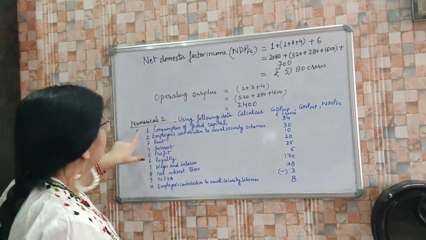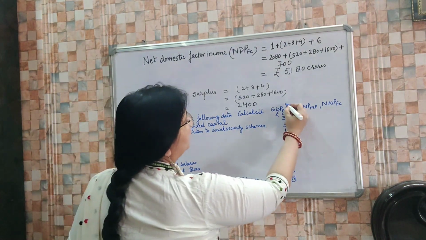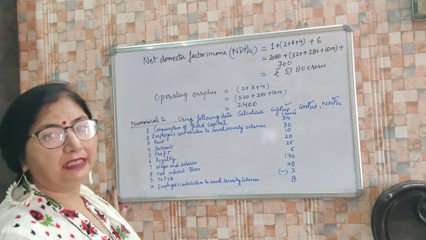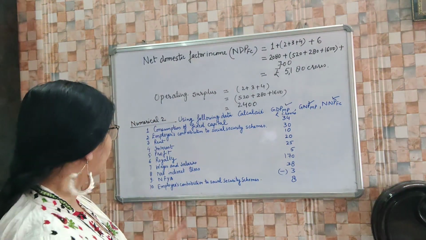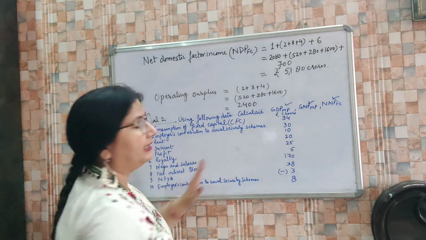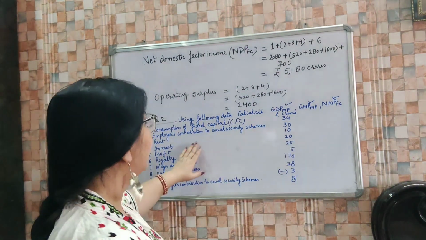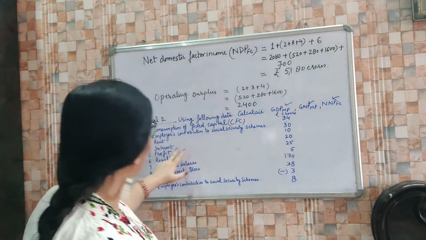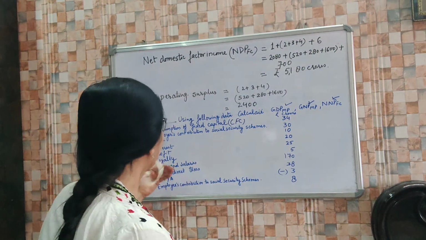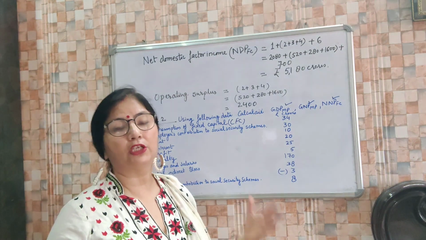Now the numerical 2 we can take using following data. Calculate GDP at MP, GNP at MP and NNP at FC. And again we will be given some items that we will be counting. Consumption of fixed capital, which we also call CFC, it is given as 34. Employers contribution to social security schemes 30, rent 10, interest 20, profit 25, royalty 5, wages and salaries, that is 170, net indirect taxes 38, NFIA minus 3.